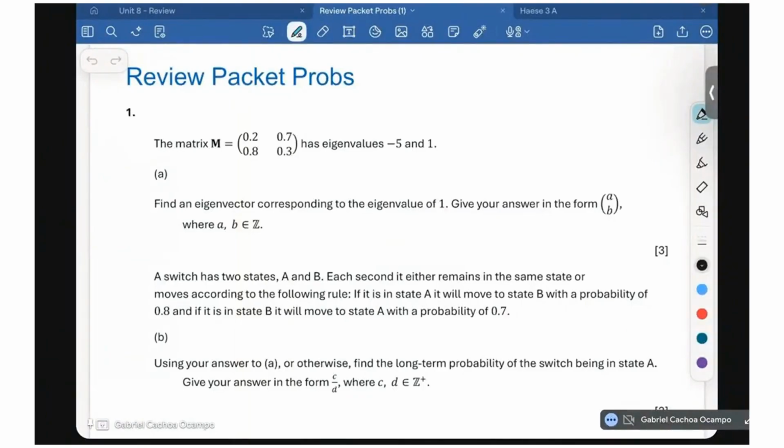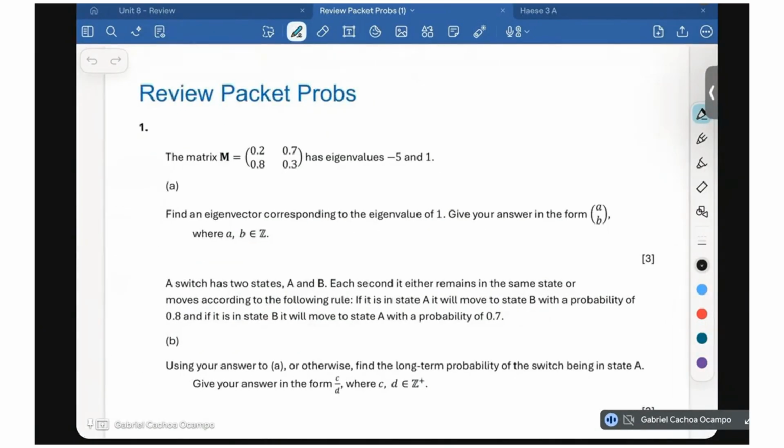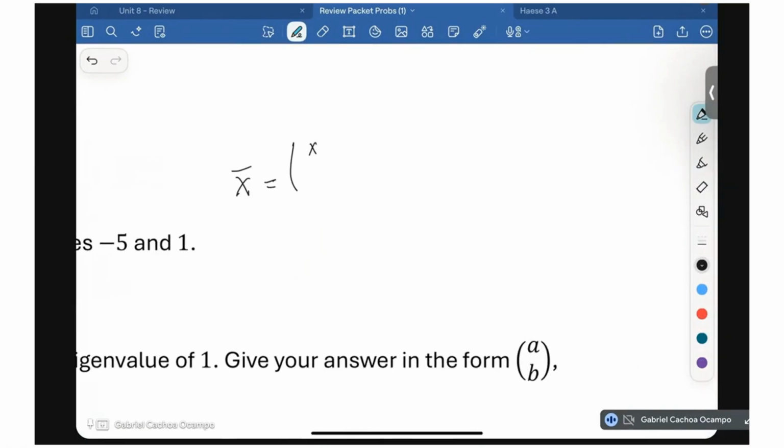Okay, so for this problem, they are already giving us the A matrix, and they have already solved for the eigenvalues. So we just need to find the eigenvectors. For question A, they are asking me for the eigenvector that has a corresponding eigenvalue of 1. So they are asking me for the vector x, like (x, y), such that M of x equals 1 times x.